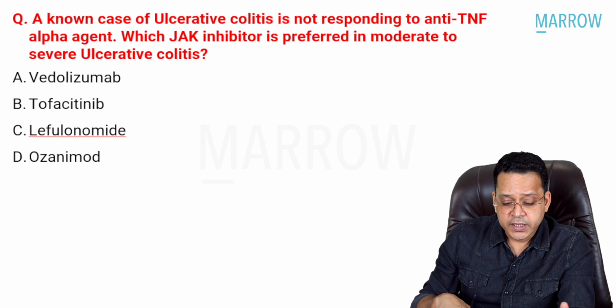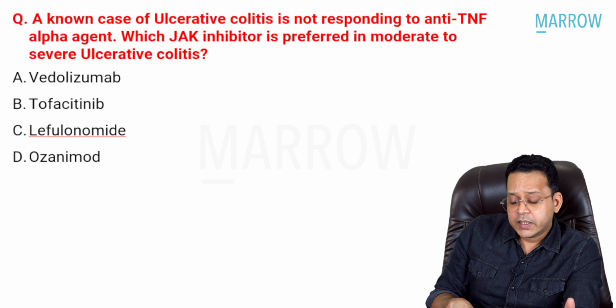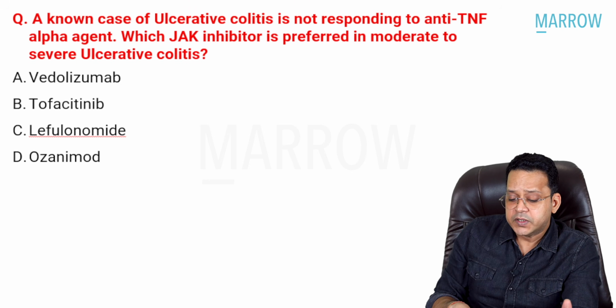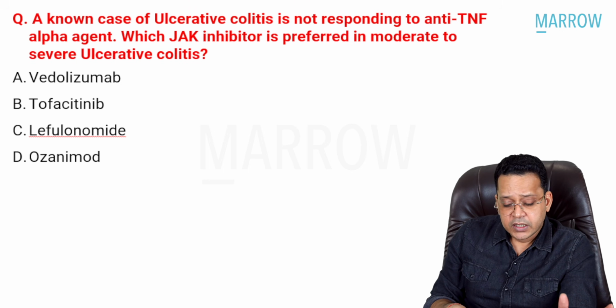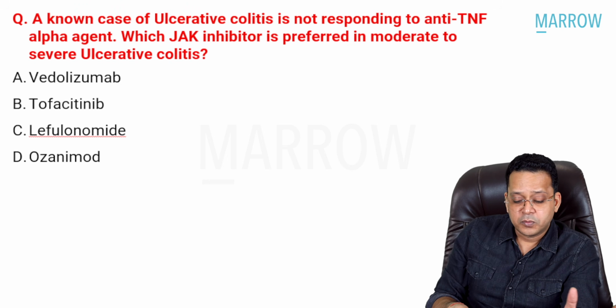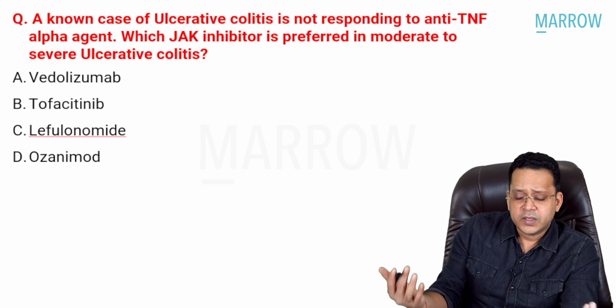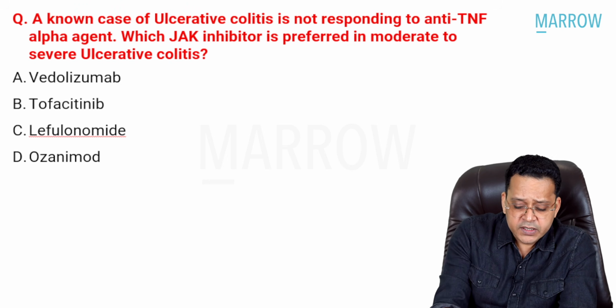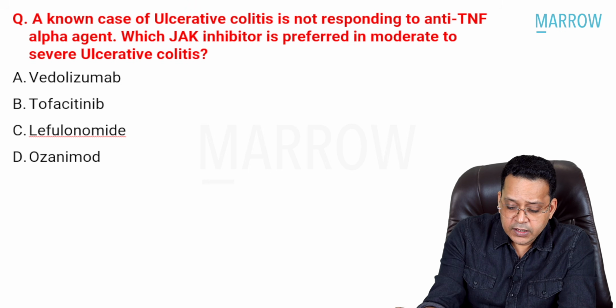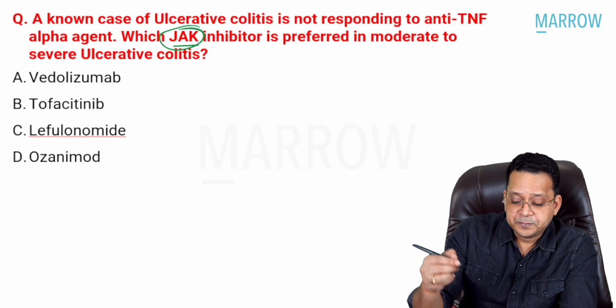Now moving on to the next question, guys. A known case of ulcerative colitis is not responding to anti-TNF alpha agent. Which JAK inhibitor is preferred in moderate to severe ulcerative colitis? Vedolizumab, tofacitinib, leflunomide, ozanimod. Now if I look at all of these, the answer here is the only JAK inhibitor, Janus kinase inhibitor.